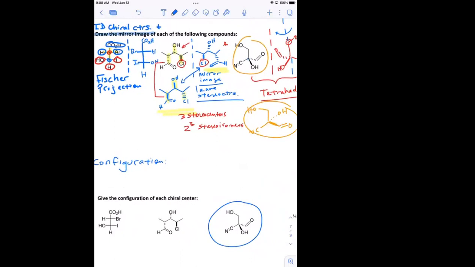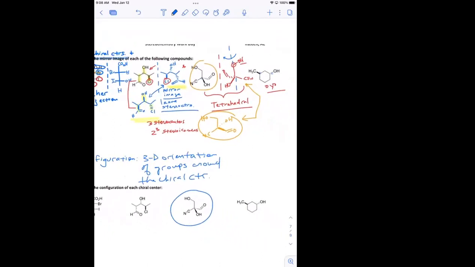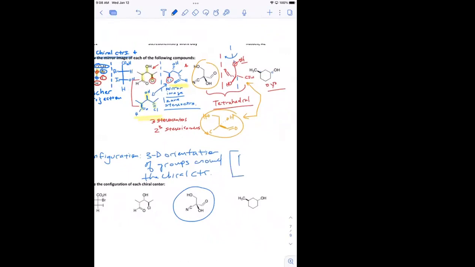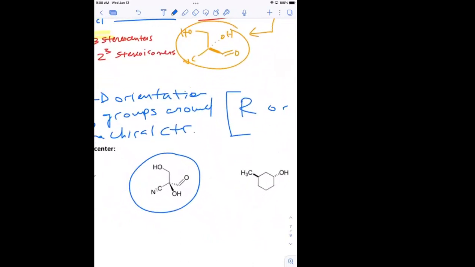That's its orientation. Yeah. So it's referring to the 3D orientation of the groups around the chiral center. Right, and for configuration, I mentioned this the other day, it can be R or S, depending on how those groups are arranged. So let's look at that first example.